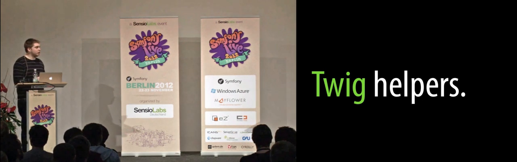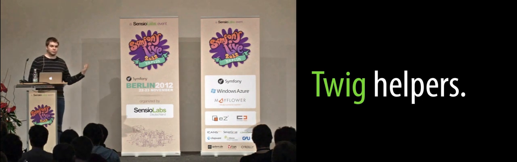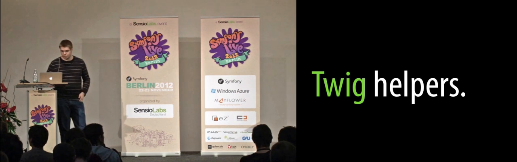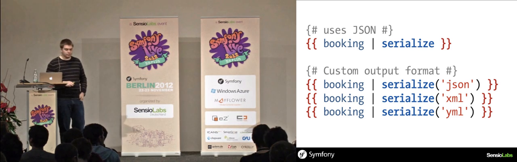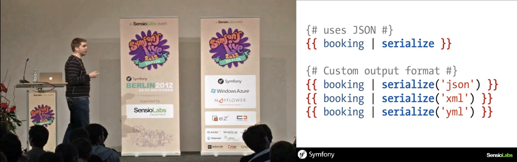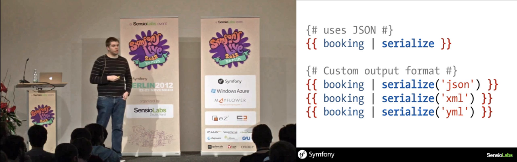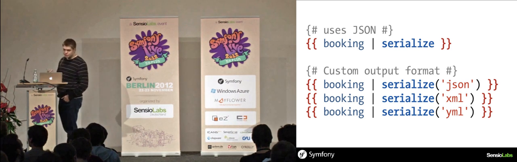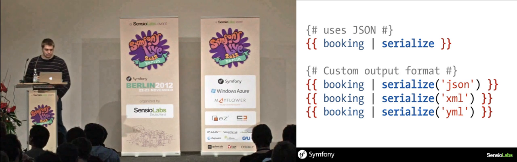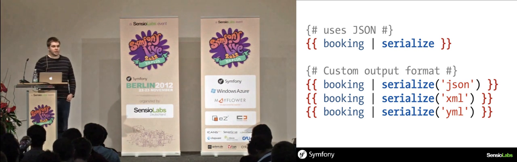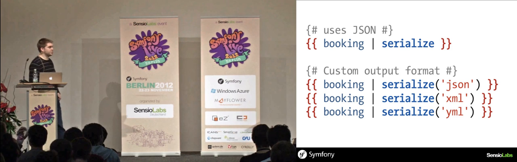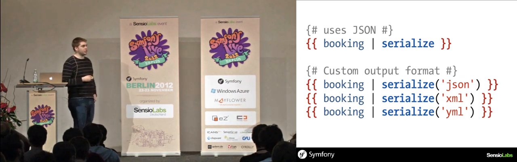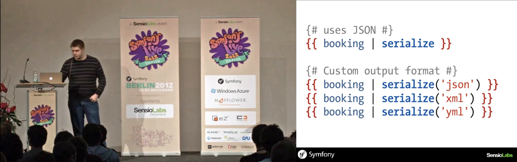Another good part is twig helpers. So it provides built-in twig helpers to serialize your objects from your twig views. So you can apply the serialize filter on your twig variable. By default, this serialize helper encodes in JSON. You will have a JSON output, but you can specify the output format as a parameter of this serialize filter.